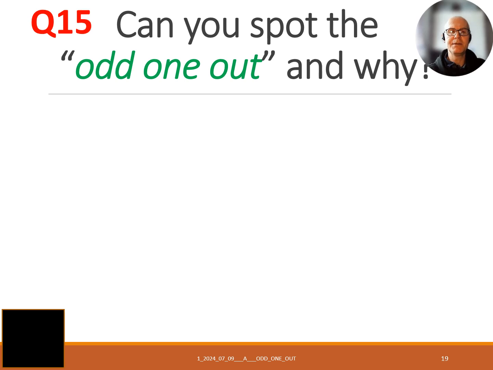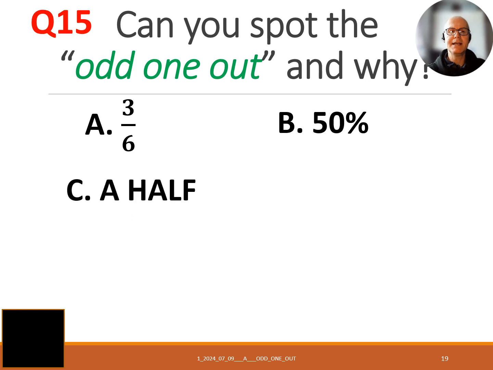Question 15. Can you spot the odd one out and why? A. 3/6. B. 50%. C. A half. And D. A quarter. What's the odd one out here and why is it the odd one out?